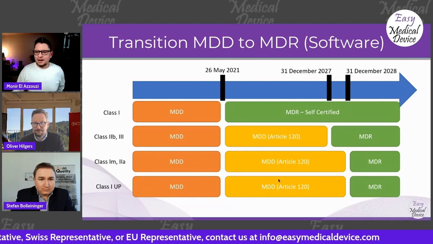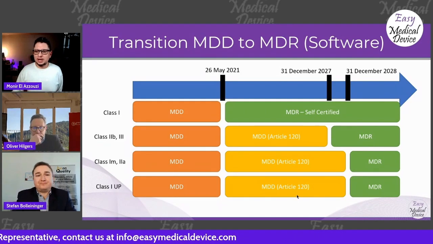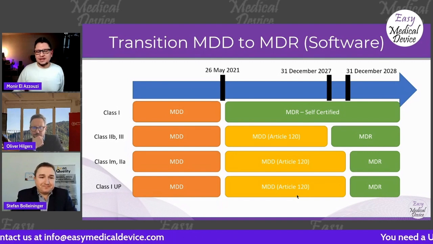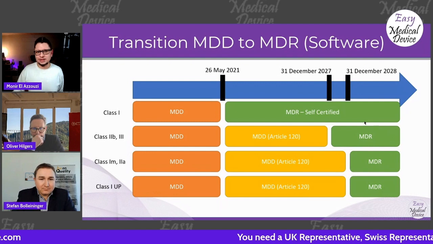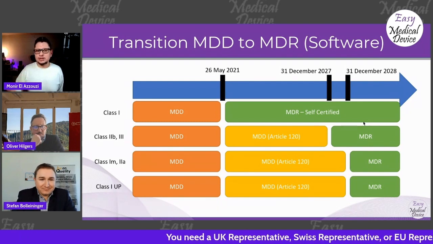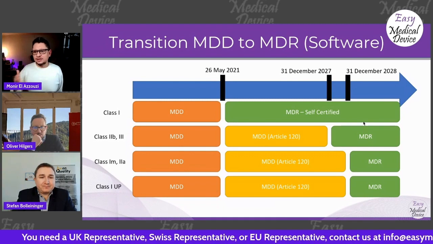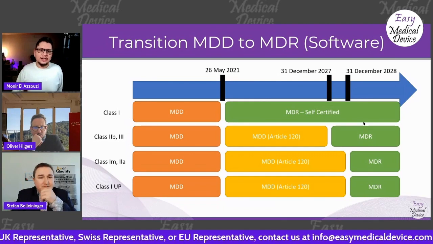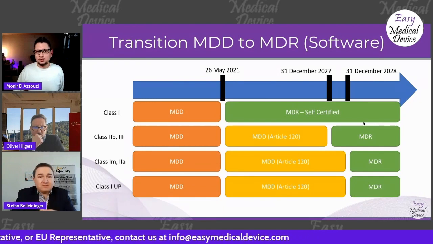Then we are still under this extension period. For a classified product, this is until the 31st of December 2028. So it means that you can continue to sell your device under class 1 until the end of this transition period, unless there is a significant change to a software.